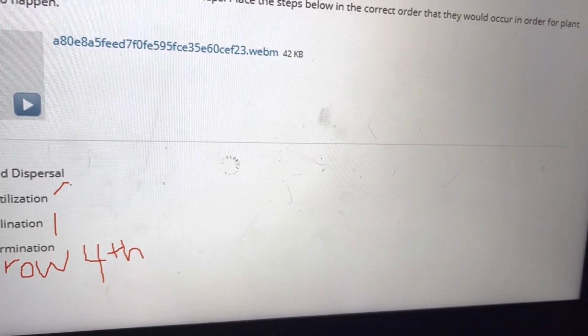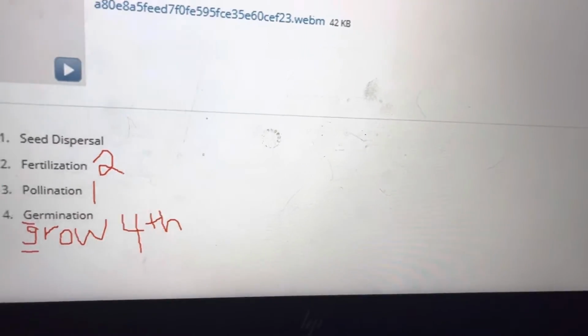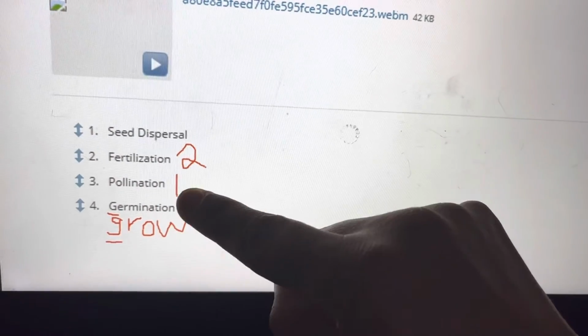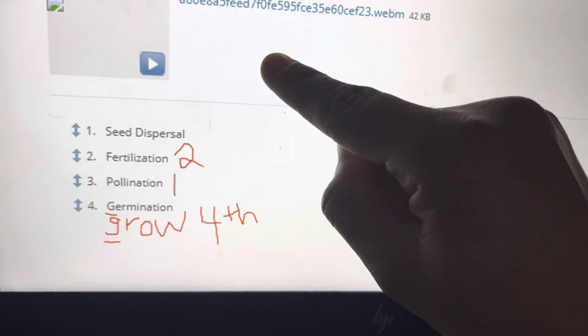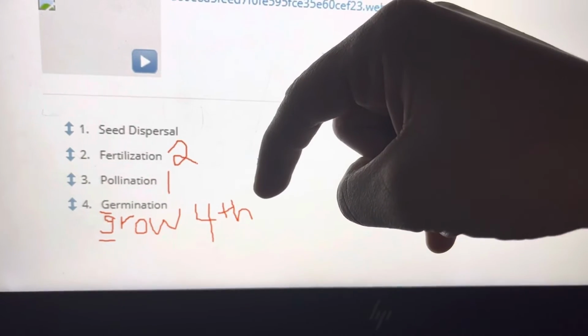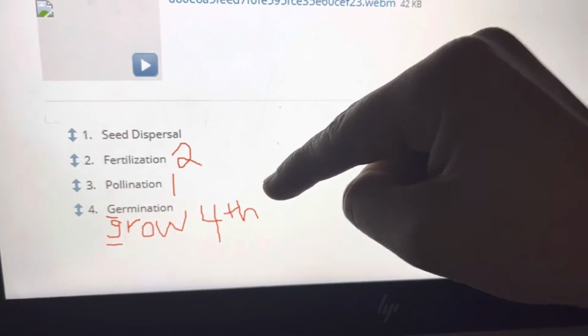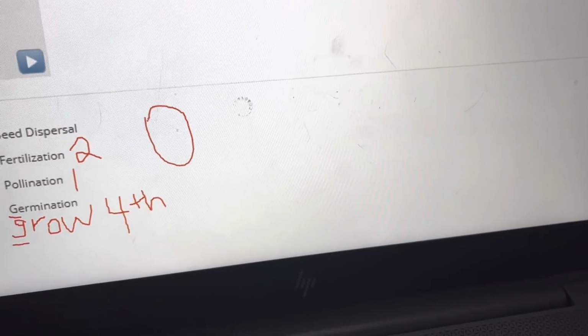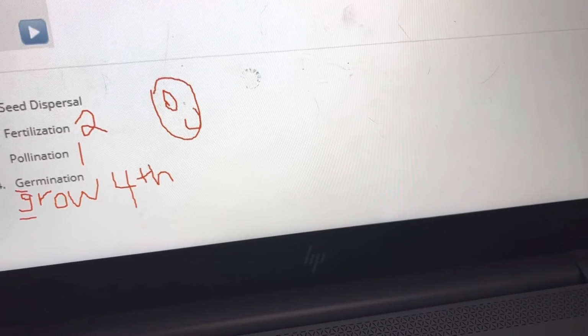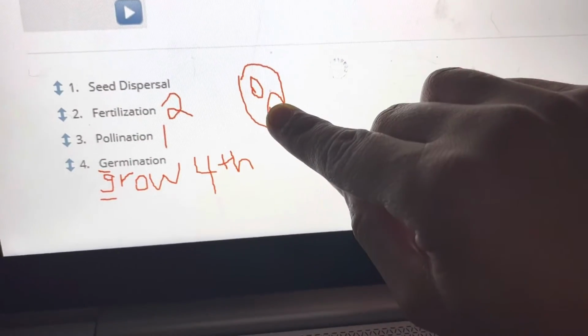Fertilization should be second, because once that pollen gets to another flower, it's going to stick to that sticky stigma and it's going to work its way down into the ovary where those seeds are. And once it gets down into that ovary, and it finds the seeds, then it's going to fertilize those seeds.